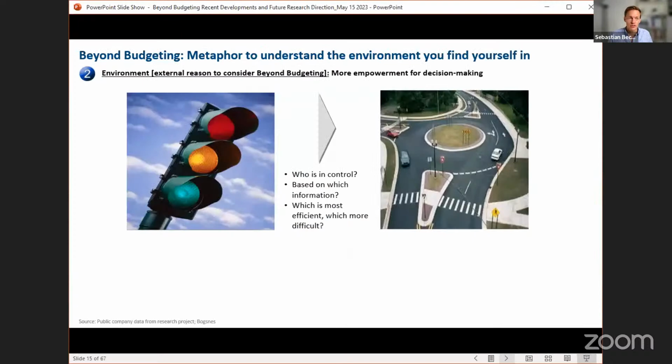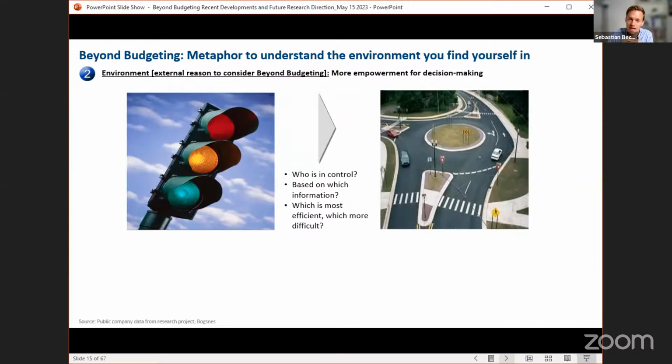Another reason why you could change, and this is a metaphor that I took from a very important author in Beyond Budgeting by the name of Bjarte Bogsnes, who led the transformation at the company Equinor. He has this great metaphor where he says, doesn't it also depend on the environment that you find yourself in, how you manage? So he uses this metaphor of traffic flow. Imagine your job is to manage traffic in your city, and then you have two ways to do this. One, you see here, is a traffic light. Basically the traffic light will tell people when to stop and when to drive.